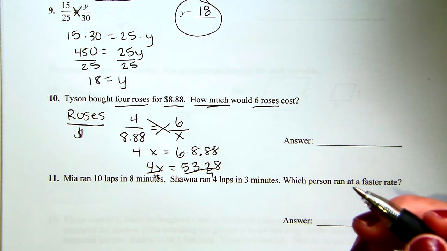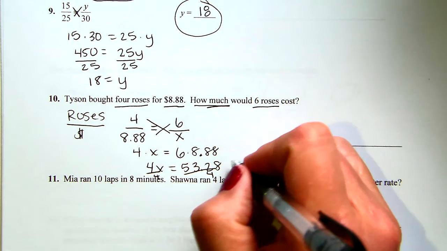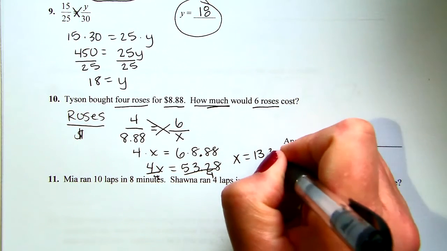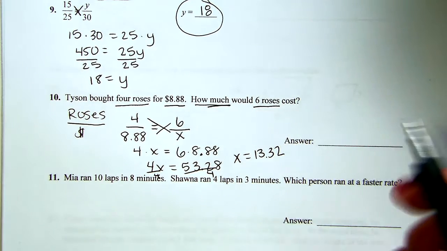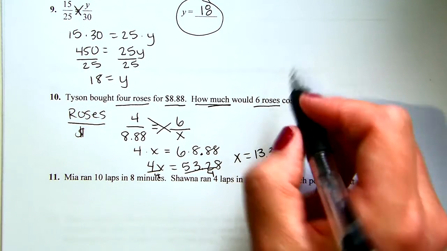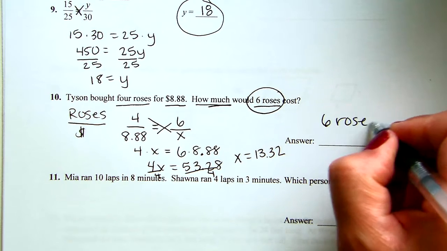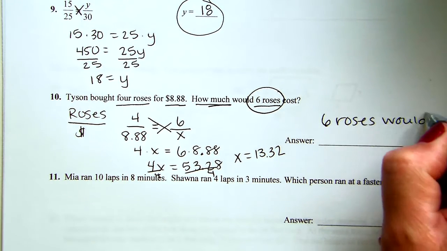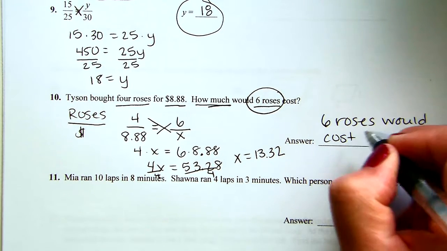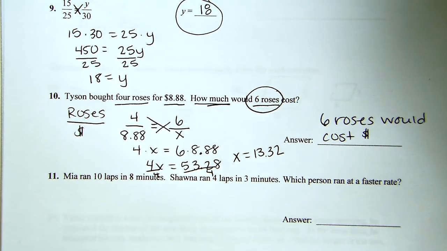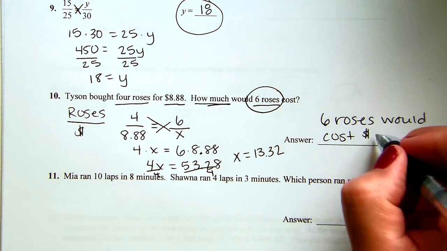So that tells us that 6 roses, so we're going to write 6 roses would cost, and we need to use words here because this is a word problem. So 6 roses would cost $13.32. And there we go. That's our answer.